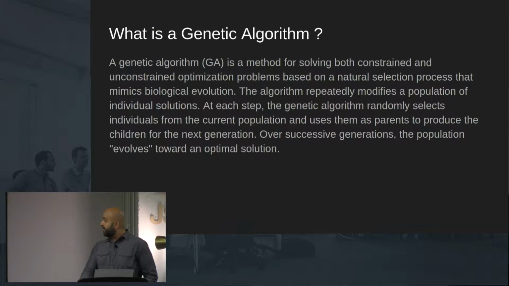So what is a genetic algorithm? A genetic algorithm is a method for solving both constrained and unconstrained optimization problems based on a natural selection process that mimics biological evolution. The algorithm repeatedly modifies a population of individual solutions. At each step, the genetic algorithm randomly selects individuals from the current population and uses them as parents to produce children for the next generation. Over successive generations, the population evolves towards an optimal solution.